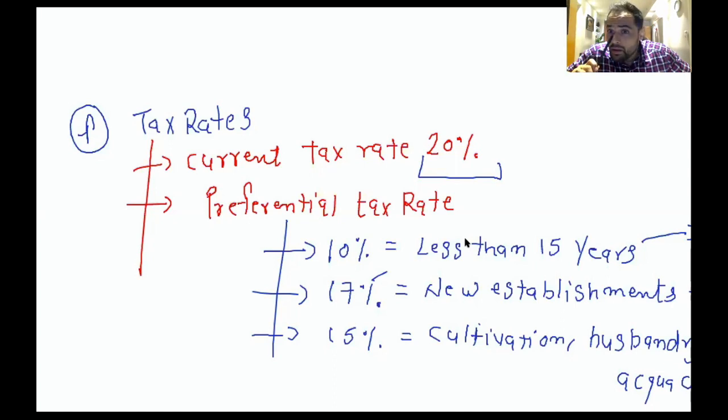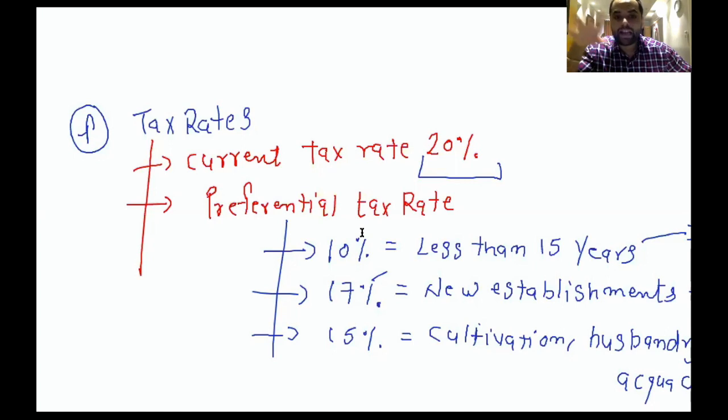I'm sorry, this is Tom. The answer for the question he asked is what, 17% or 15%? 15% for cultivation, income from cultivation, husbandry, aquaculture. According to my knowledge, if the company is operating in the cultivation or agriculture sector, then we have a 15% tax rate for the whole business life, for any time that they're operating. Not just timely, but unlimited.